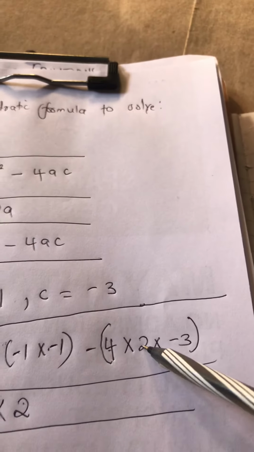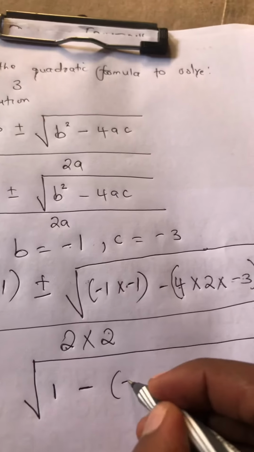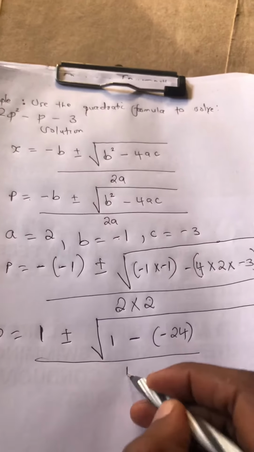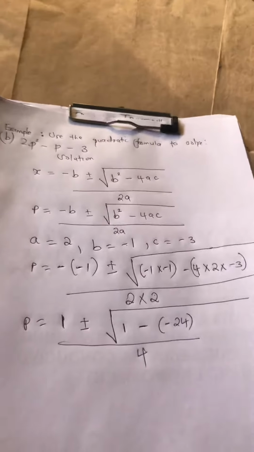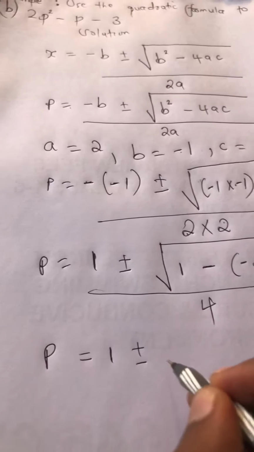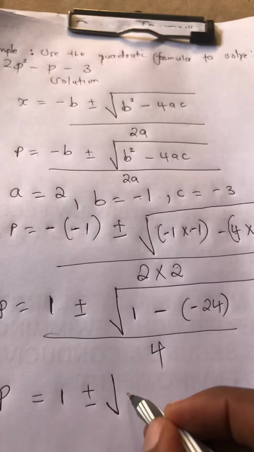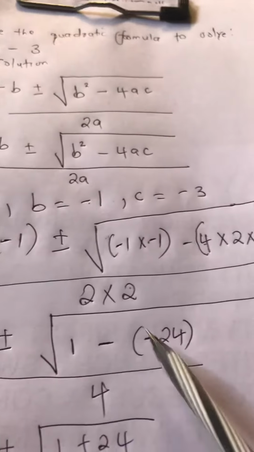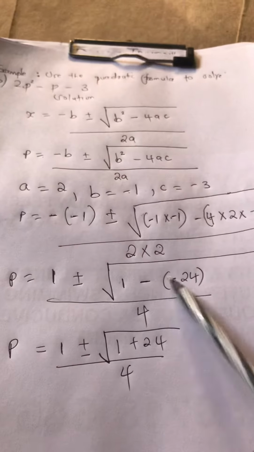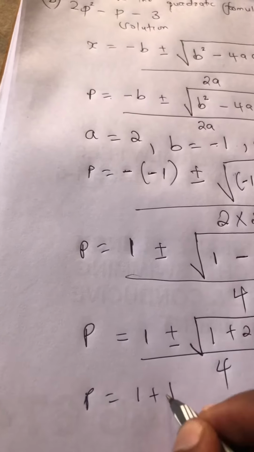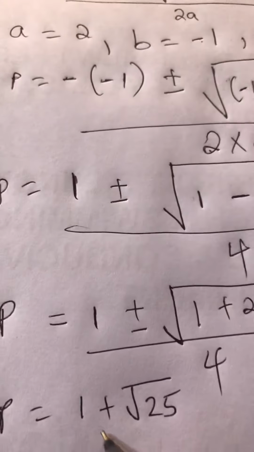Okay? Minus, what is 4 times 2 is 8. 8 times minus 3 is minus 24. Okay? Nice one, nice one. Then divided by 4, because 2 times 2 is 4. Therefore, P, my friend, is equals to 1 plus or minus square root of 1 plus 24 divided by 4. Because minus times minus is positive, so itakuwa 1 plus 24 divided by 4 hapa chini. Therefore, P is equals to 1 plus square root of 25 divided by 4.